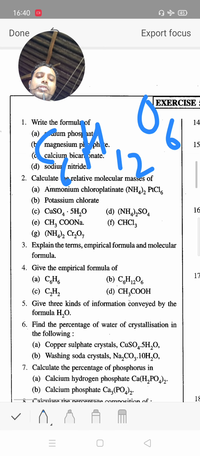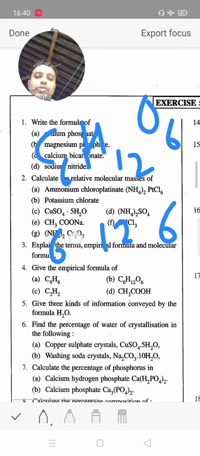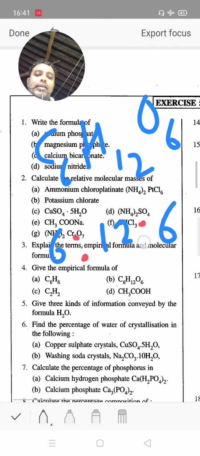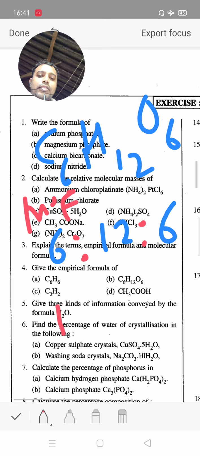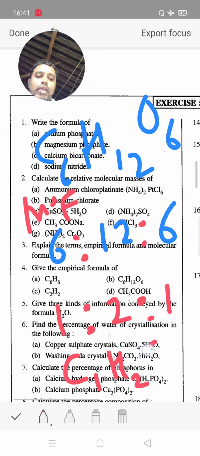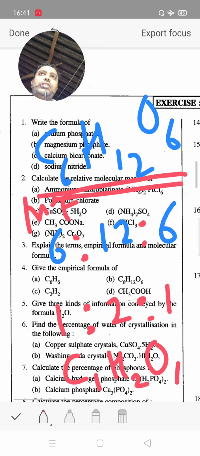Next example, glucose. Glucose has 6 carbon, 12 hydrogen and 6 oxygen. Therefore their ratio is 6 to 12 to 6. It is the molecular formula. It converts to the empirical formula by dividing by 6: 1 to 2 to 1. Carbon 1, hydrogen 2 and oxygen 1. It is the empirical formula of glucose, C6H12O6.